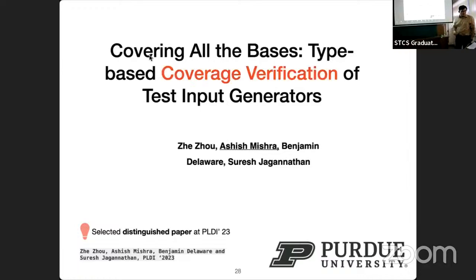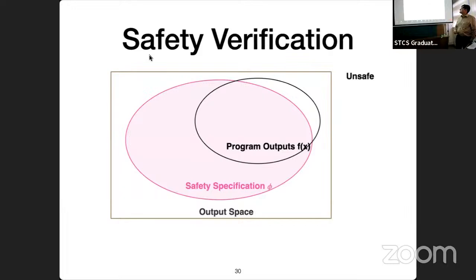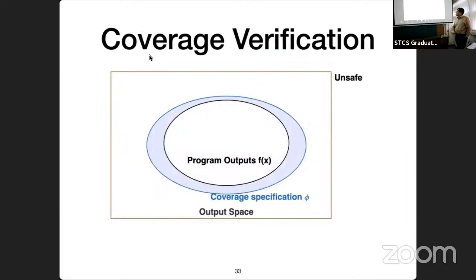The idea I want to convey is that coverage verification is a bit of a distinct problem from safety verification. Understand we have this output space and a safety specification, and the question we are asking is whether every output generated by the program is well within this space. So this is unsafe, rather this is safe. People will understand this, I suppose. So the coverage verification question is the dual of this question.